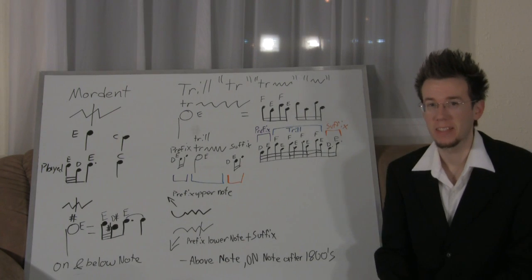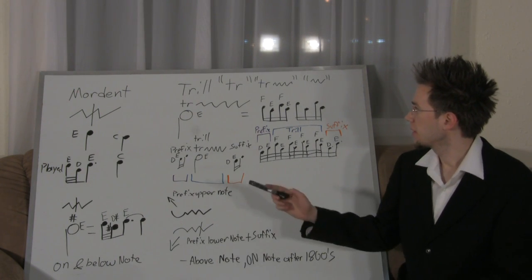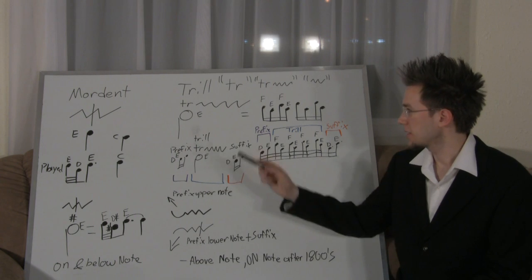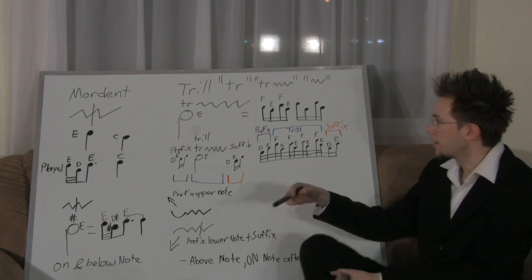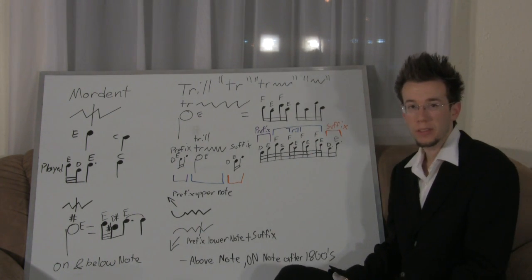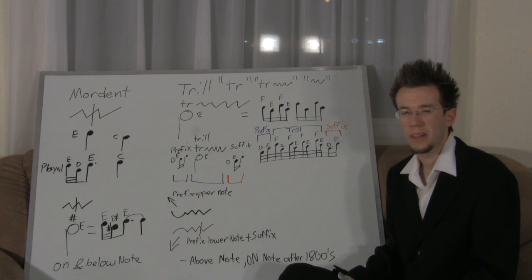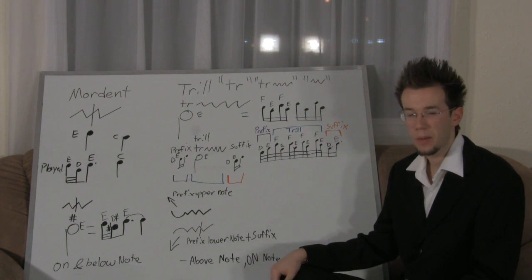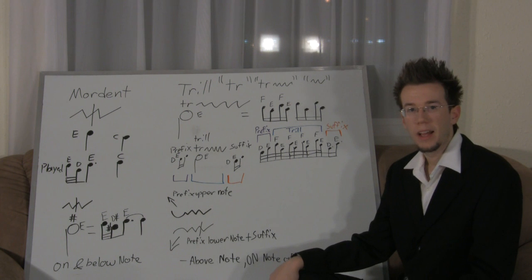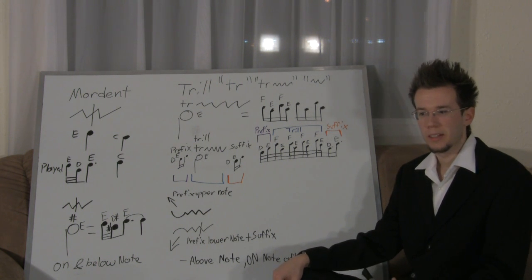Okay guys, so here's the next 2. So we've got the Mordent and the Trill. So we're going to start with the Mordent first. Now, the Mordent is an older ornament, actually, I believe, and you usually see it a lot more in Baroque music and a little bit in classical music.